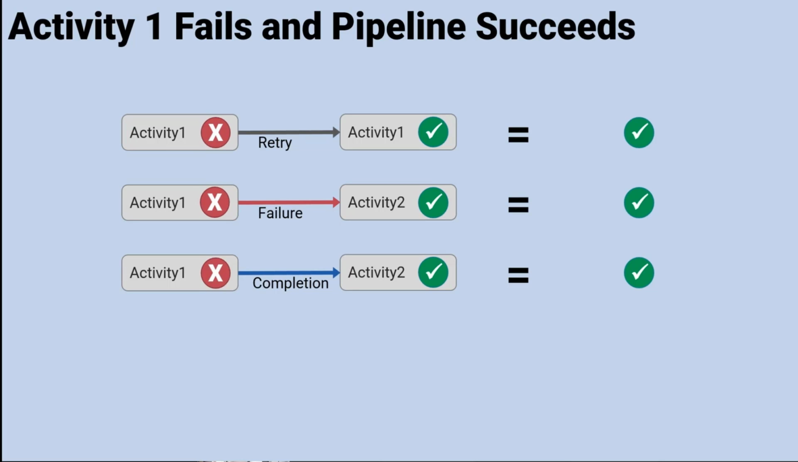So now let's look at something that may not be as intuitive. Here are 3 cases where activity 1 fails, but the pipeline succeeds. The first is what I mentioned earlier with the retries. The next example has activity 1 failing and then a failure path to activity 2, which succeeds. This is called a try-catch pattern when you look it up in Microsoft Docs. In this case, we successfully caught that activity 1 failure, so the pipeline reports success. And if we change the condition from failure to completion, the same thing happens.